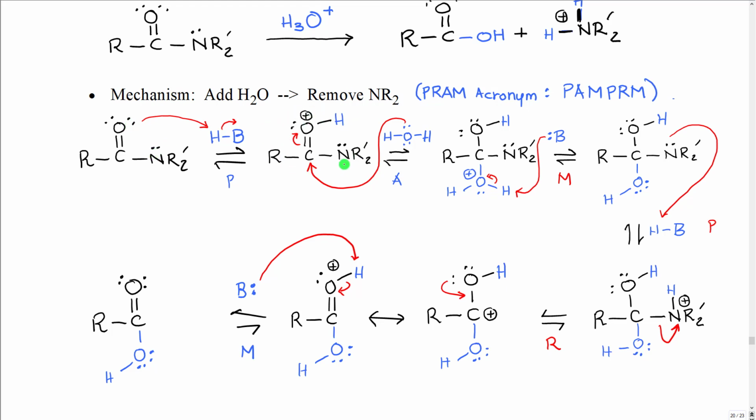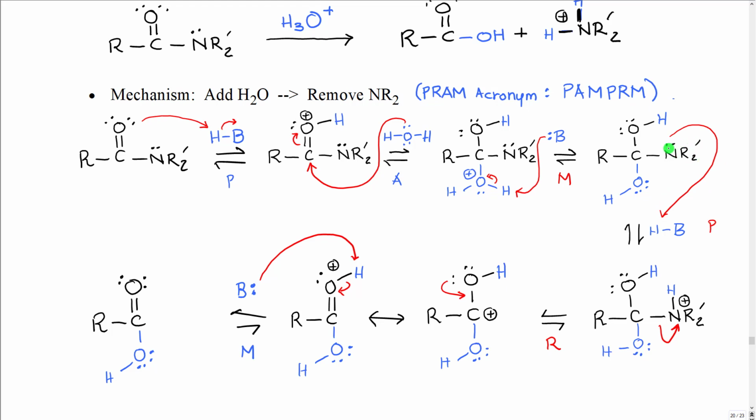We get this intermediate. The water molecule is attracted to the carbonyl carbon. It makes a bond. So that's our add step. We get this intermediate, and then we deprotonate that OH2 to make it stable. And here we go. We get this intermediate.